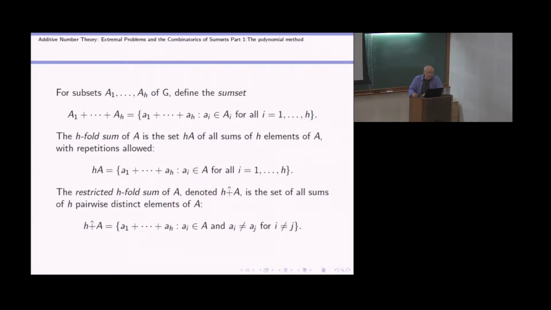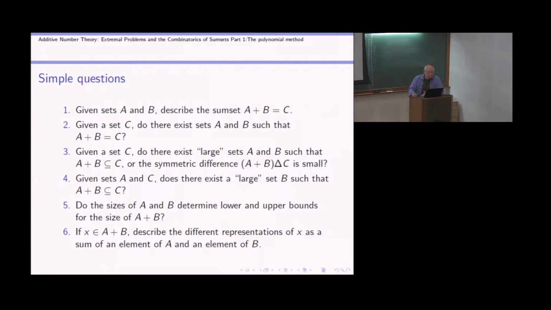And more generally, if you take h different subsets of a group, you look at the sum set A1 up to Ah, which is every element of the group that can be written as a sum of an element of A1 and an element of A2 and so forth, up to an element of A sub h. And in particular, if you just take one set A and you add it to itself h times, we have what's called the h-fold sum set. And if you require the summands to be distinct, it's the restricted h-fold sum set. So there are simple questions to ask.